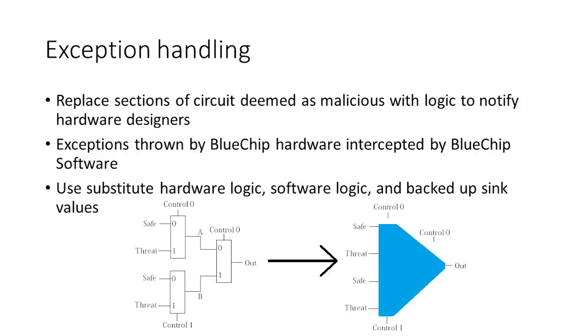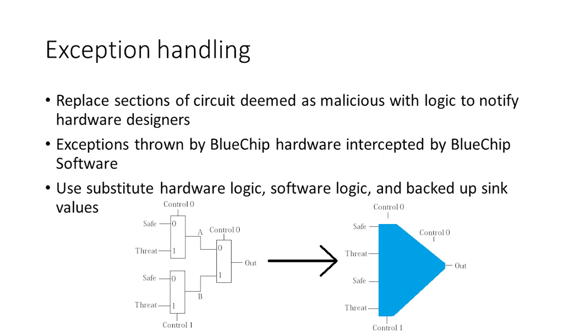Now after scanning the circuit design HDL source code for a malicious circuit and identifying one, what does Blue Chip do? Well, it uses a signal pair from the process I just described to define a source and a sink. So the input safe that was described in the previous graph is defined as the source, and the output, called out, defined in the previous graph, is defined as the sink.